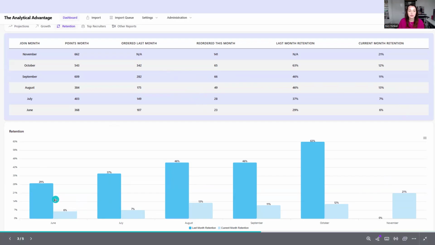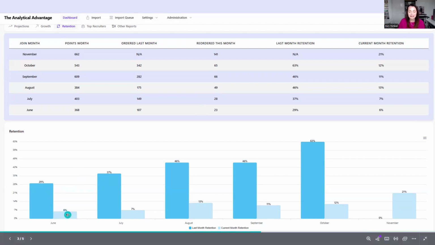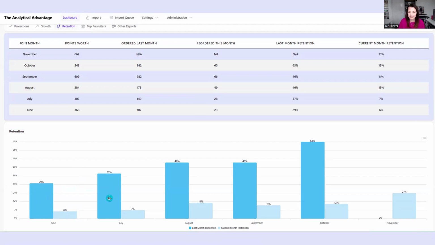This report was ran in December, so we're looking at June. These are people who joined in June and reordered again in November, because it was last month. So 29% joined in June and reordered again in November. And then only 6% of those have ordered again in December. And then you see July, 37%, and we kind of go up with each month. The October ones, 63%. And then November is 0.